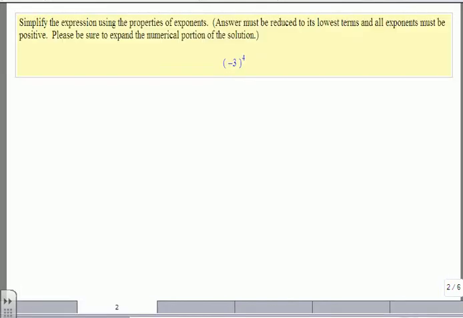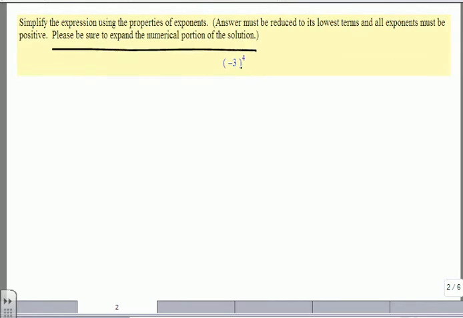First example. In this problem, I've included what the directions say. All of the problems will say the same thing, so let's read those directions. It says simplify the expression using the properties of exponents. That means all those shortcuts and all of the special notation, the things that you have to memorize. Note, the answer must be reduced to its lowest terms, as always, and all exponents must be positive. So you can have negative exponents all you want when you're working the problem, but at the end you want to change all those negative exponents to positives by moving them. And please be sure to expand the numerical portion of the solution. Remember what that means?